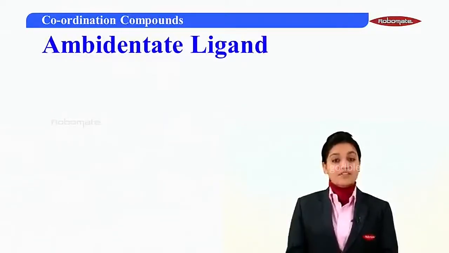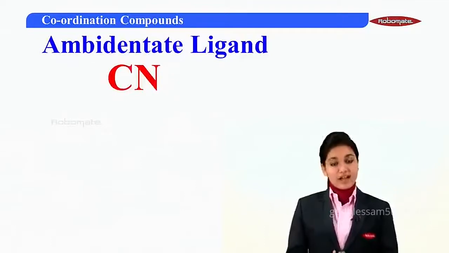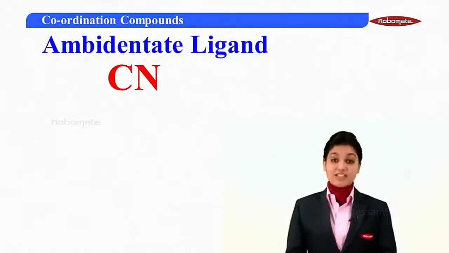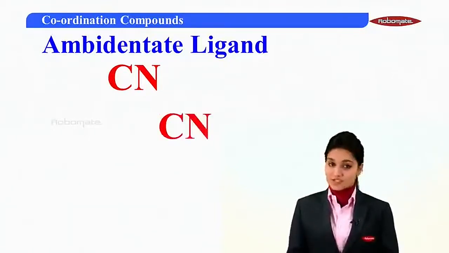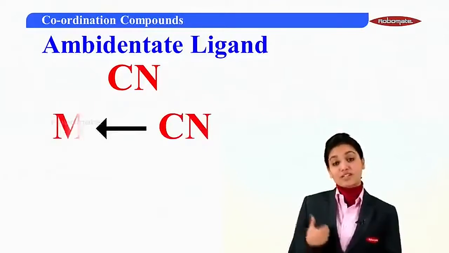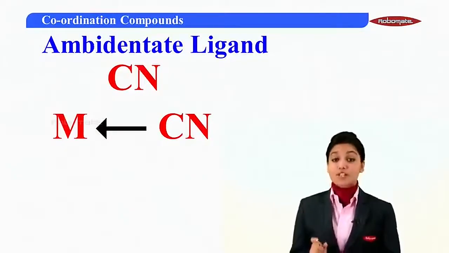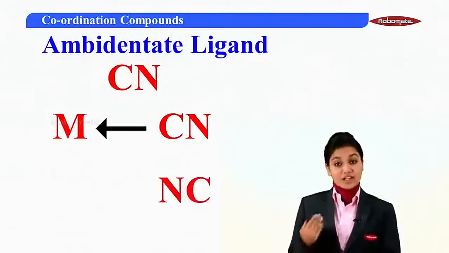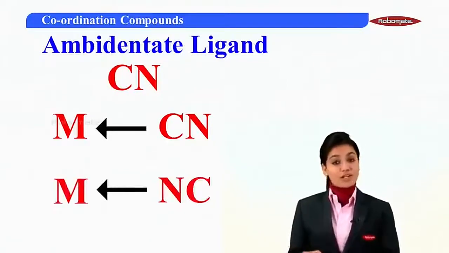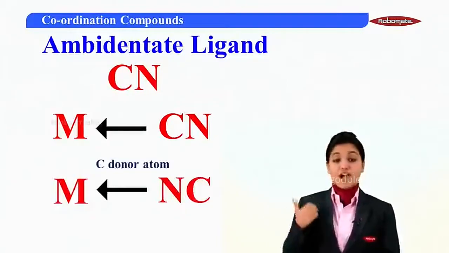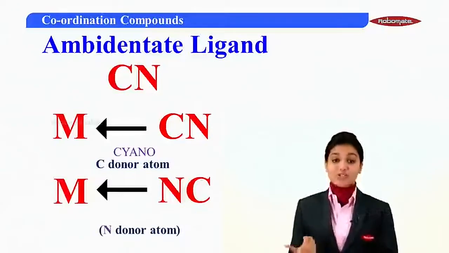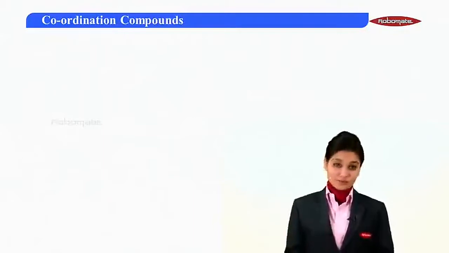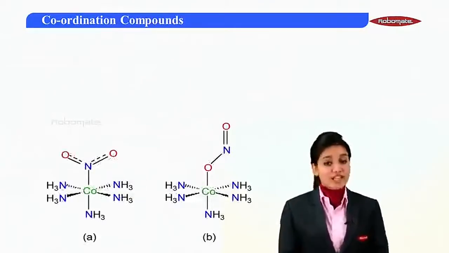Here we have an ambidentate ligand. Another example, CN, that is cyanide. In case of CN, again we have two donor atoms. One is carbon and one is nitrogen. When carbon is donating the lone pair of electrons and forming a coordinate bond with the metal, it is one case; in another case nitrogen is forming the coordinate bond with the metal. So when carbon is the donor, it is called cyano, but when nitrogen is the donor, it is called isocyano.